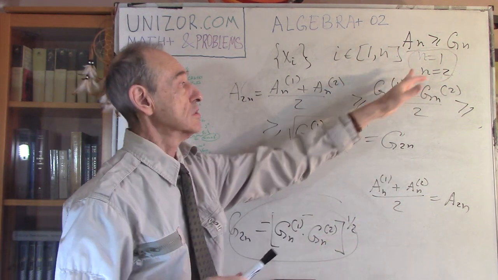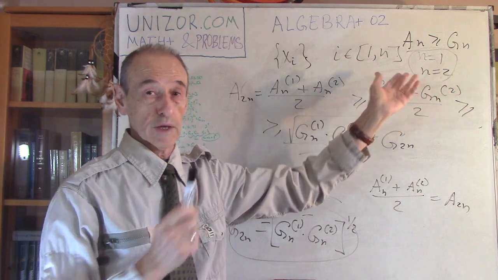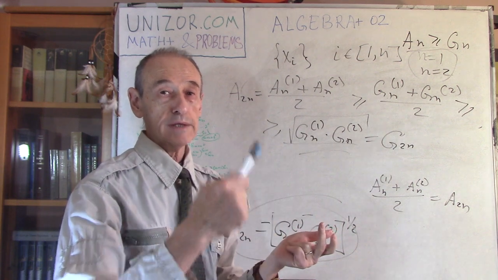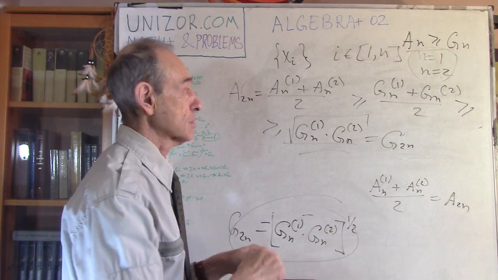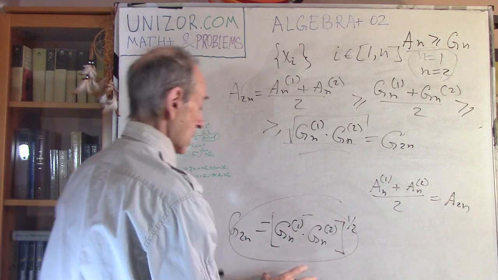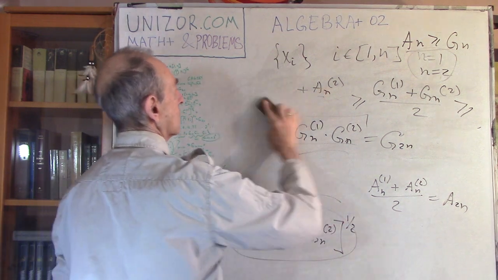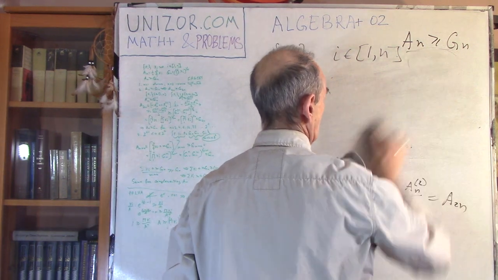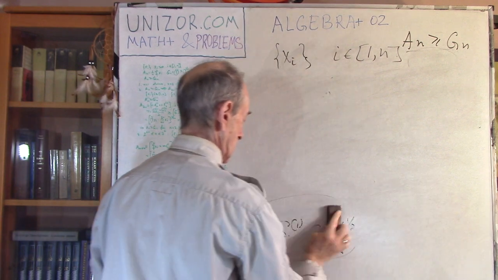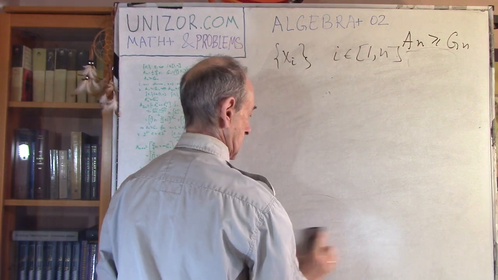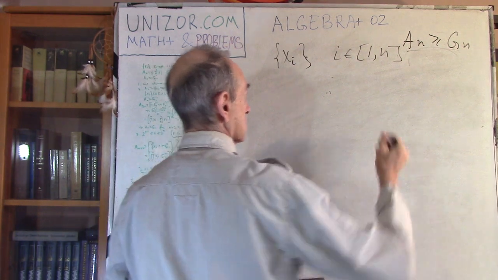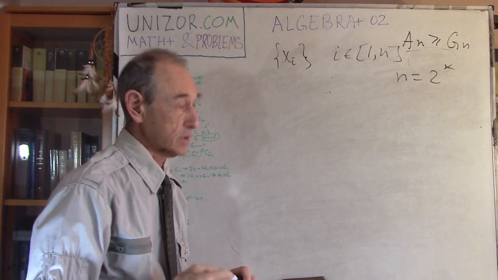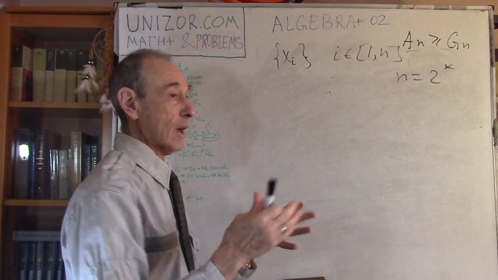So now, since we know that for n equals 2 it's already true, we have proven it. So from n equals 2, we go to n equals 4, from 4 to 8, from 8 to 16, to 32, etc. So we have proven it for all n equal to 2 to the power of k, where k is some natural number. Now, how to do it in between?